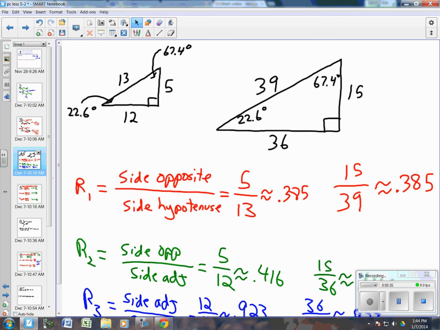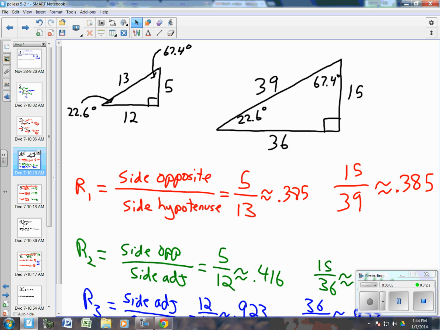Okay. Well, I'm going to have 3 ratios. What's a ratio again? Comparison of 2 numbers by division, right? In this case, I'm going to compare lengths of sides. Okay. And I'm going to show you on the smaller triangle, if I take the 22.6 degree angle, the opposite side, which is 5, over the hypotenuse side, which is 13, I get 0.385.